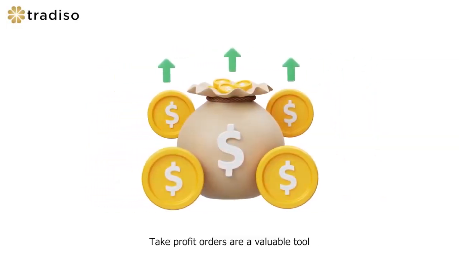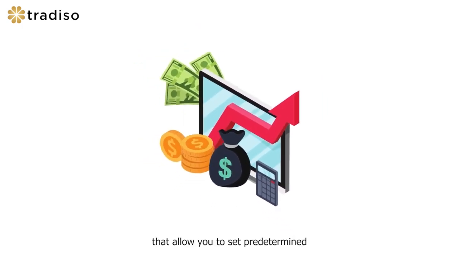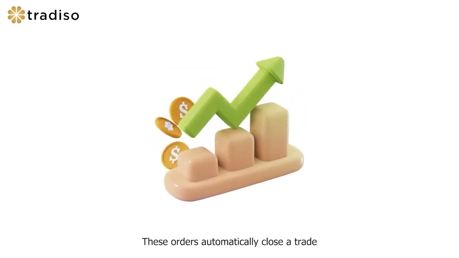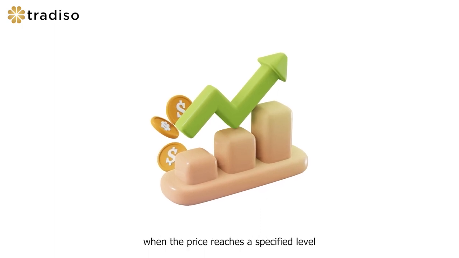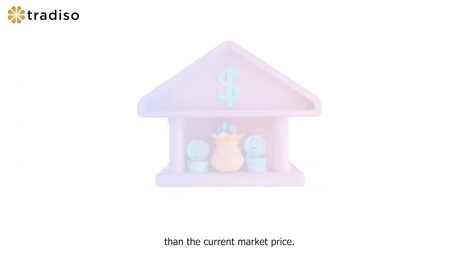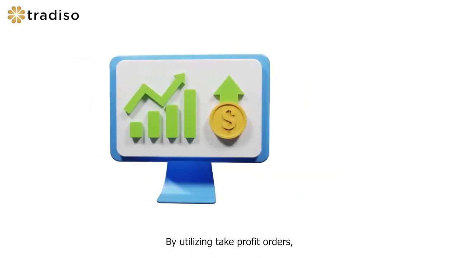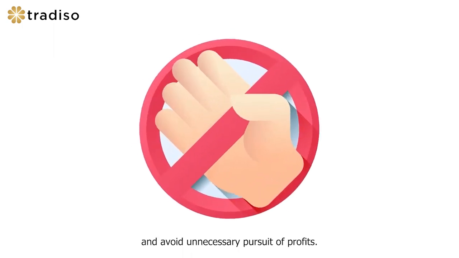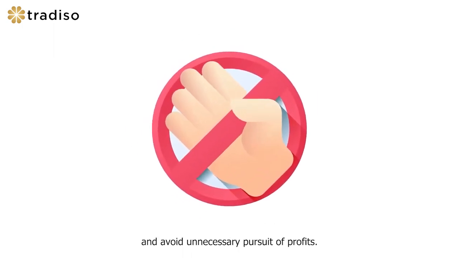Take-profit orders are a valuable tool in trading that allow you to set predetermined exit points for your positions. These orders automatically close a trade when the price reaches a specified level that is more favorable than the current market price. By utilizing take-profit orders, you can maintain discipline in your trading strategy and avoid unnecessary pursuit of profits.